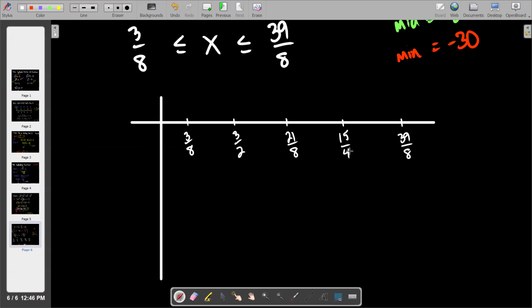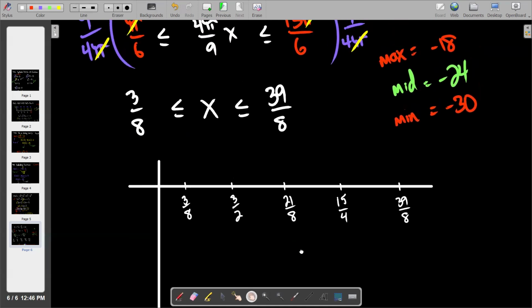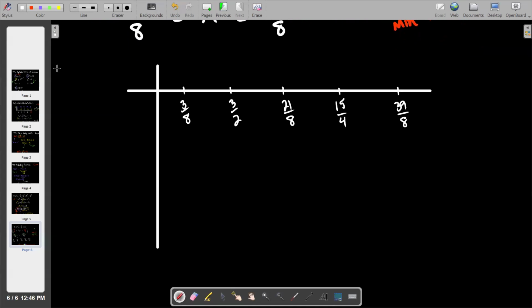Good? Yeah. Right on. And then it's time to go label min, mid, max. So mid is at negative 24. So I'll just make some arbitrary mark down here at negative 24. And then down below, I'll put a negative 30. And up above, I'll put a negative 18.